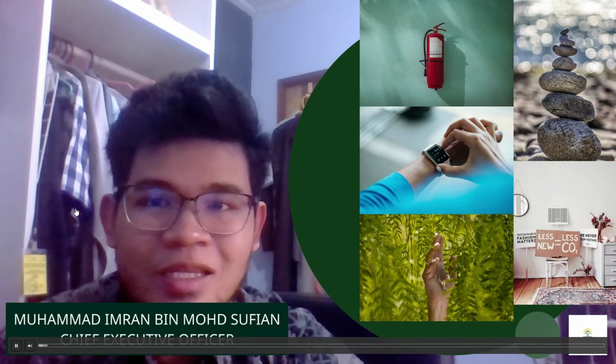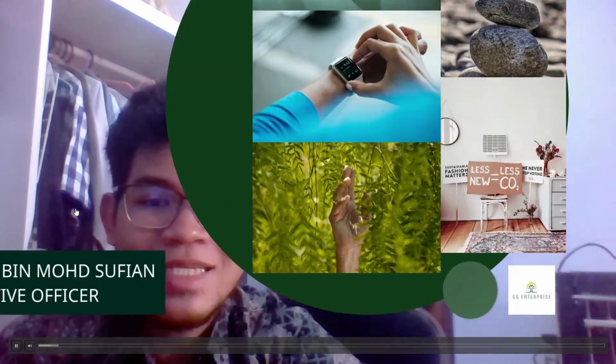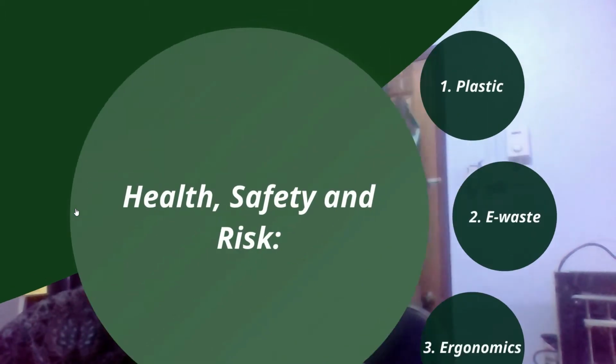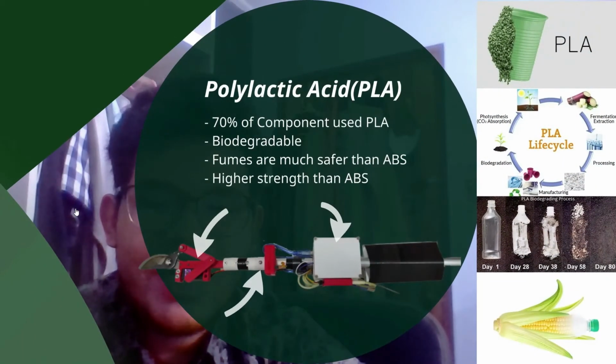Hi, I'm Imran. I'll be presenting about health, safety and risk issues. So let's get started. Here I'll split into 3 parts, which are plastic, e-waste and ergonomics. Firstly, we are using PLA or polylactic acid for the majority of our components, as it is environmentally friendly. As you can see, the arrow that I've pointed over here shows all the materials that use PLA.